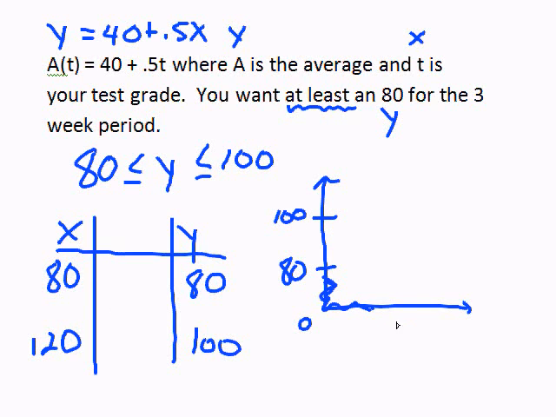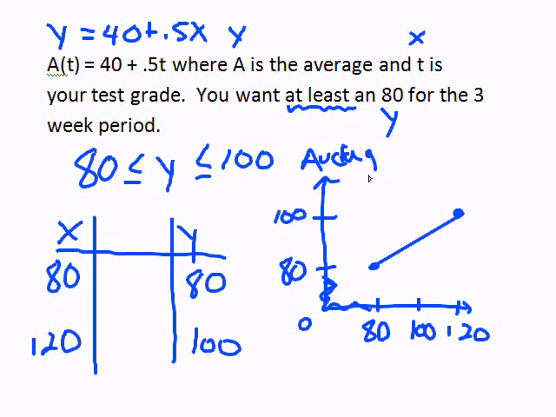And over here, we're going to get our x values, which is 80, and I'm going to count by 20s. 80, 100, and then 120. So we plot our points, 80, 80, and 120, 100. And we connect our 2 points with a line segment. So that line segment, all the points on the line segment, represent all the possible grade values you can have. Again, this is our average. And these are our test grades.